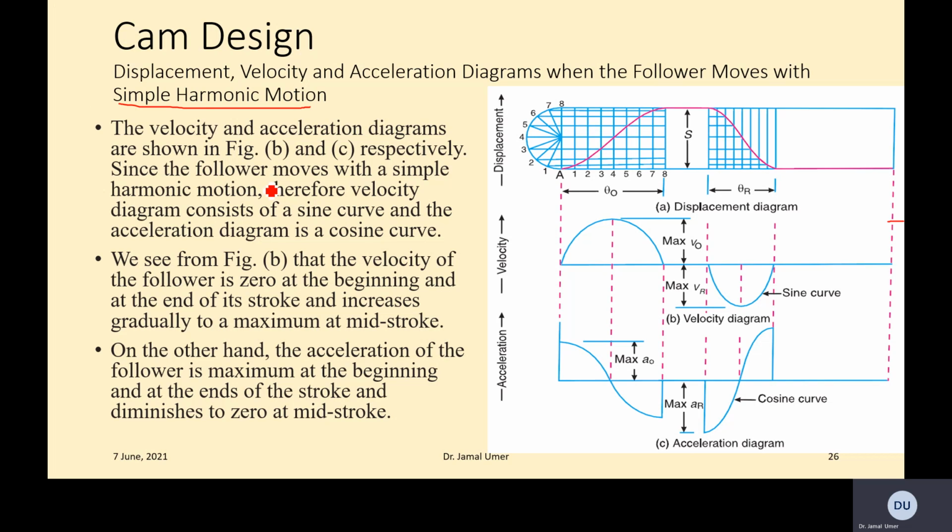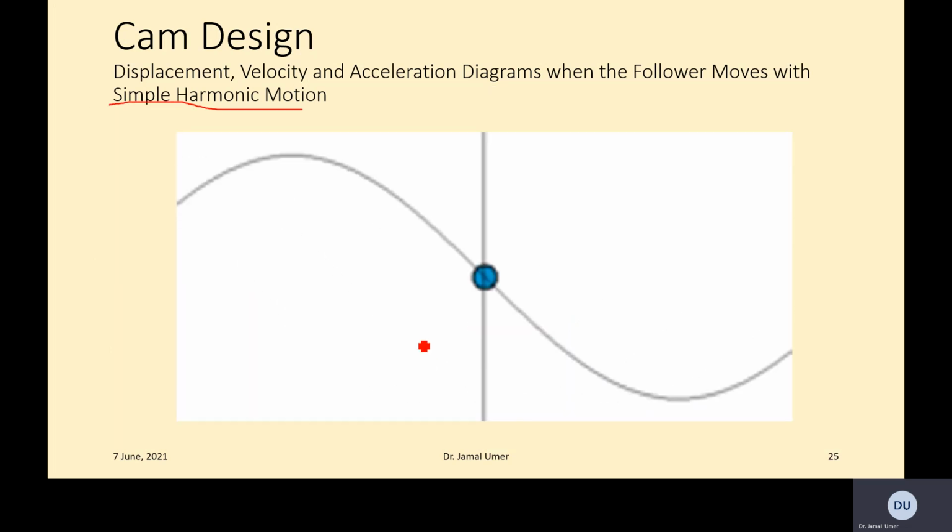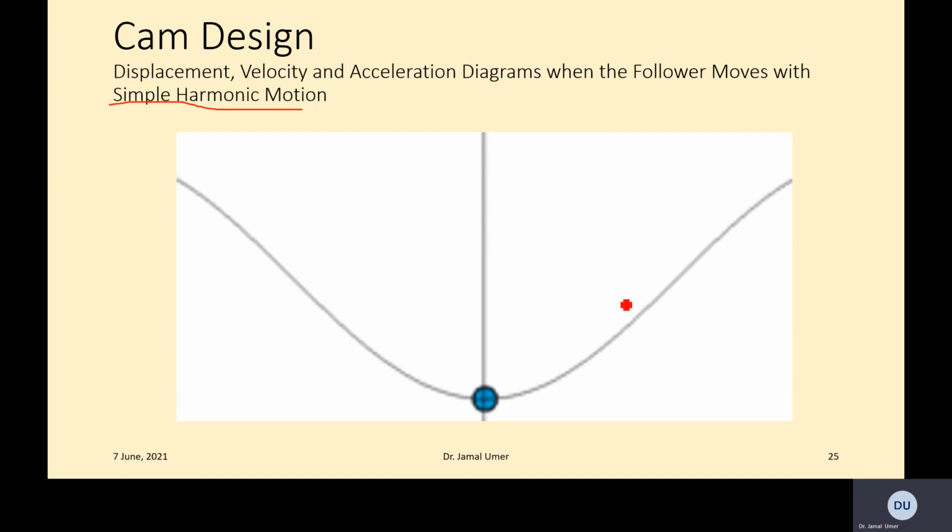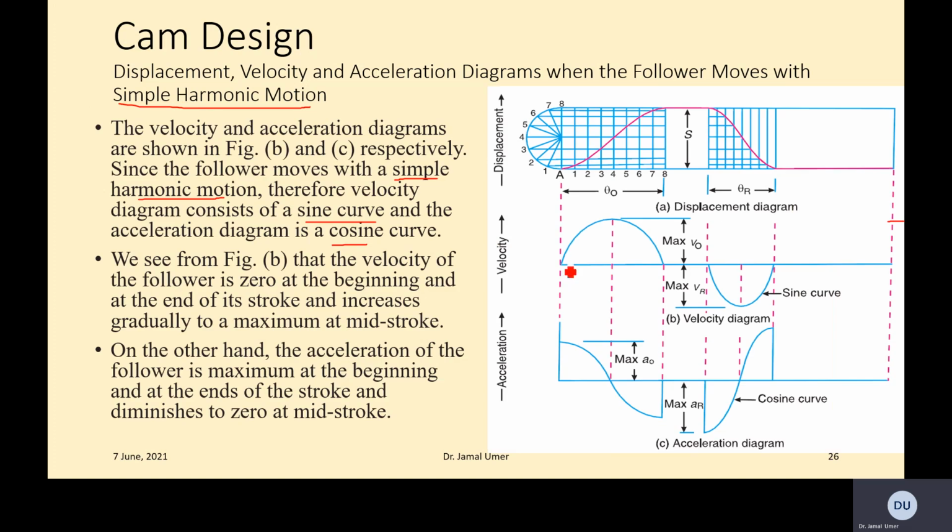Since the follower moves with a simple harmonic motion, the velocity diagram consists of a sine curve and the acceleration diagram is a cosine curve, right? If the displacement is following simple harmonic motion, it is a sinusoidal curve. Then the acceleration is the derivative of velocity, so if it's sinusoidal, this will be cosine. This is the ideal way of looking at the velocity diagram. This is the cosine curve, and this is a sine curve.